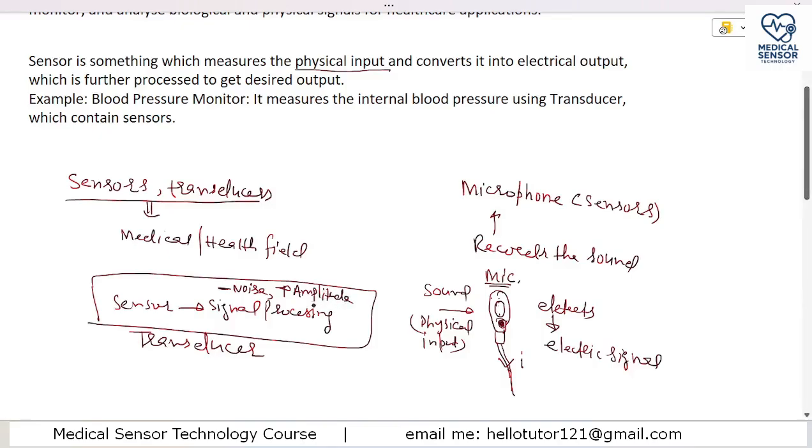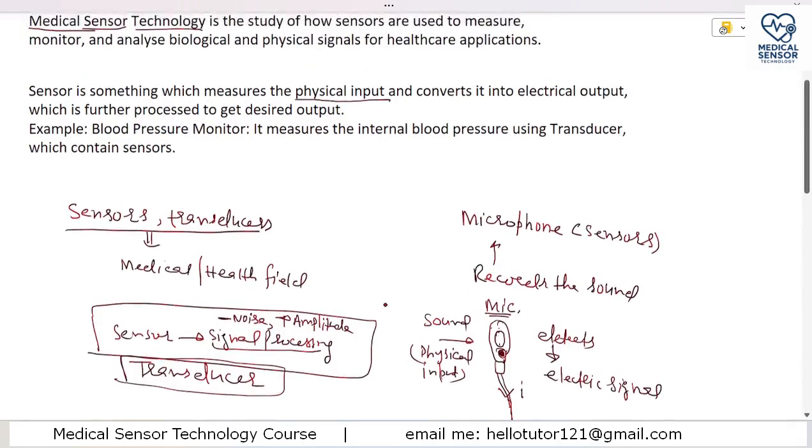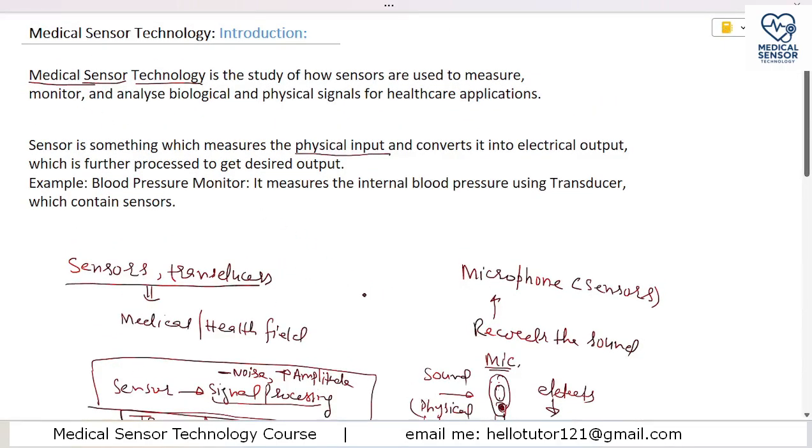It strengthens the input signal and increases the magnitude of the signal. It also clears some noise, and how much depends on the quality of the sensor. So this sensor plus the other instrument for signal processing, these two together we call a transducer. In a transducer, we have the sensor and the signal processing device.